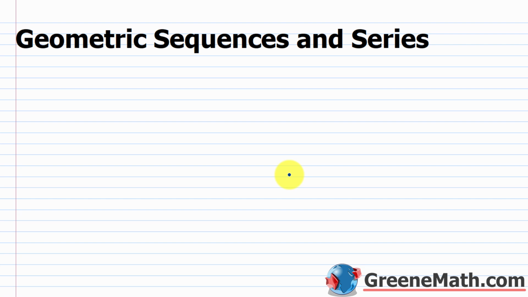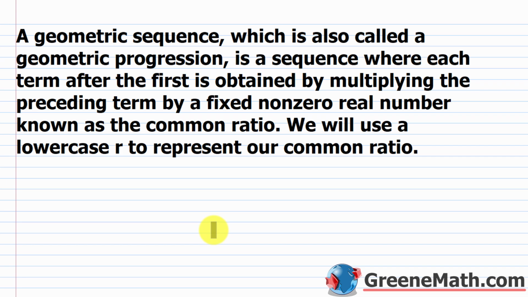In this lesson, we're going to learn about geometric sequences and series. A geometric sequence, which is also called a geometric progression, is a sequence where each term after the first is obtained by multiplying the preceding term by a fixed non-zero real number known as the common ratio. You will hear that throughout today's lesson. We will use a lowercase r to represent our common ratio.